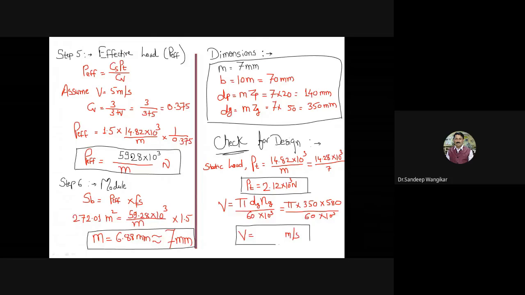10.63, 10.62. Okay, no problem. So we will take 10.63. Now we have three different formulas for this V: V less than 10, V greater than 20, and between 10 to 20. So here 10 is less than V, less than 20, so I will assume that CV is calculated by 6 upon 6 plus V.